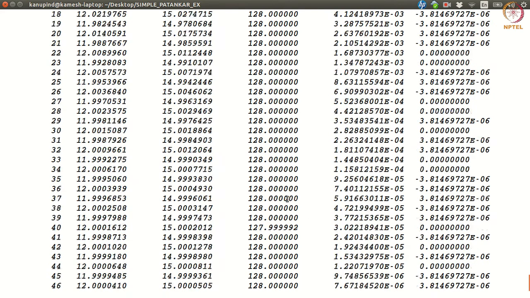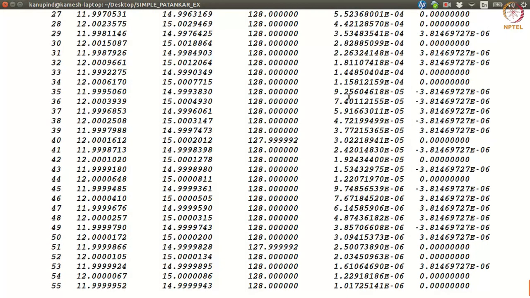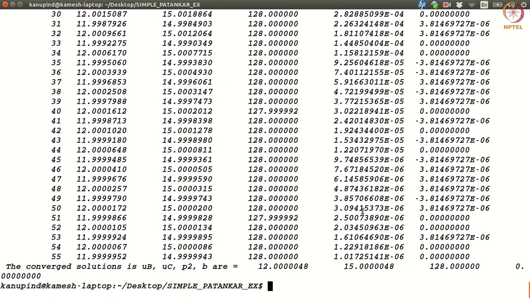And what about the momentum equation? If you look at the momentum residual, initially this is somewhat large, this is 0.18, and you can see that it continuously decreases. As the u and v and p, that is UB, UC and p, get updated, it starts decreasing, and the momentum residual comes down to 1e minus 6. So the momentum equation eventually is satisfied at this condition, but you can see that the continuity equation is always satisfied by the velocity fields that we got.